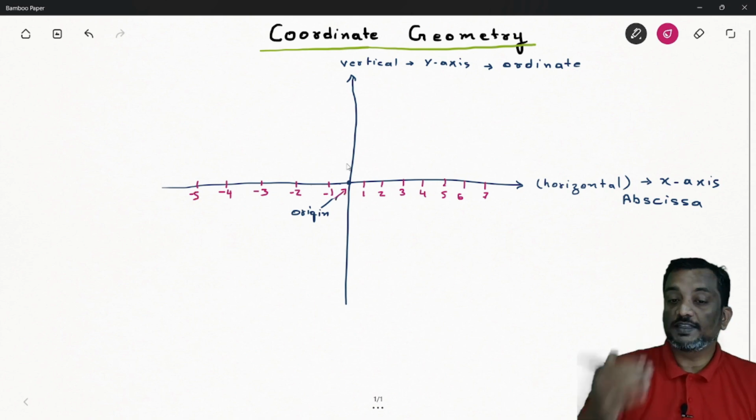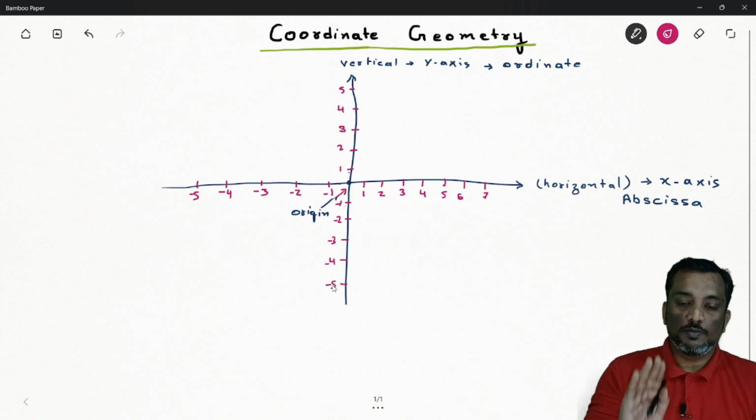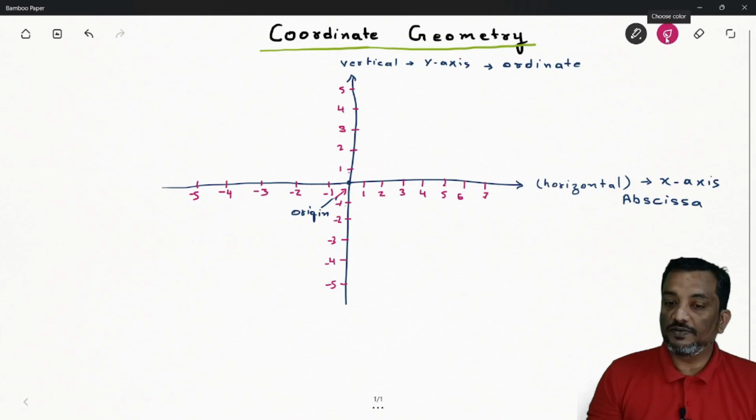Above the x-axis, the y values are positive: 1, 2, 3, 4, 5. And below the x-axis, all the y values are negative: -1, -2, -3, -4, and -5. So basically our vertical and horizontal axes divide the plane into 4 sections, and all the sections have different names. We will discuss all these things.